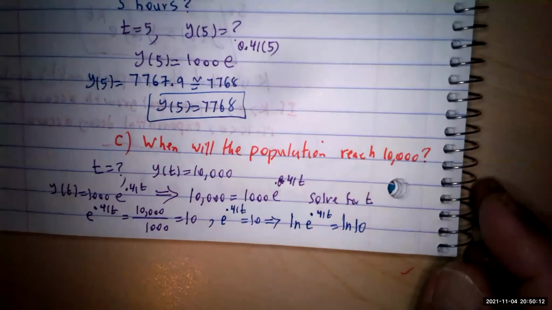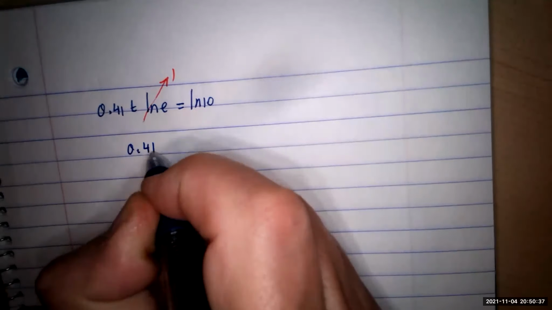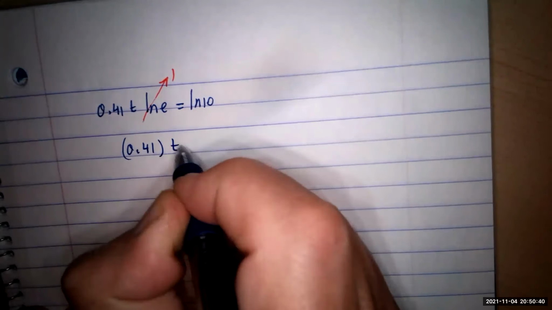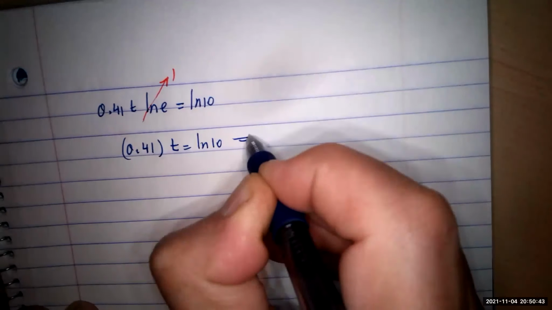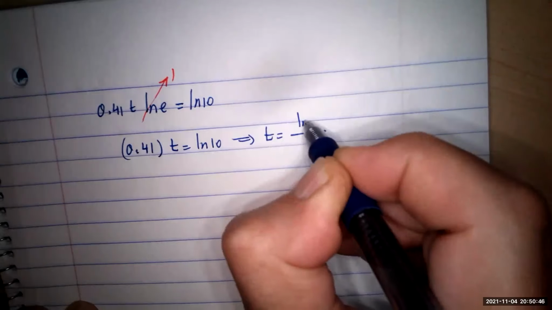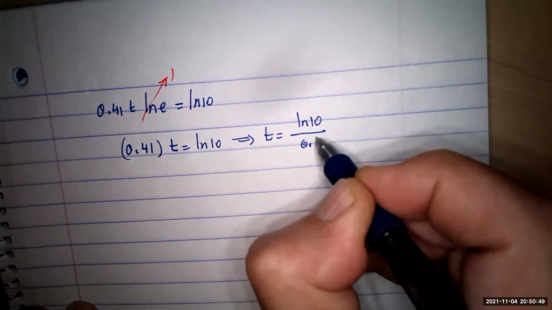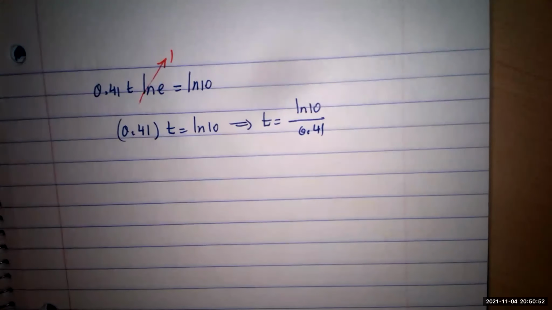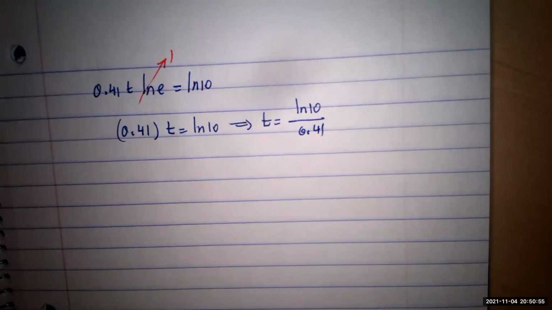So bring the 0.41t down. That gives you 0.41t times ln of e equal to the ln of 10. Ln of e is 1, so we can ignore it all the time. So what we have is 0.41 times t equal to the ln of 10. So t is going to be equal to the ln of 10 divided by 0.41. This is how we solve for t.